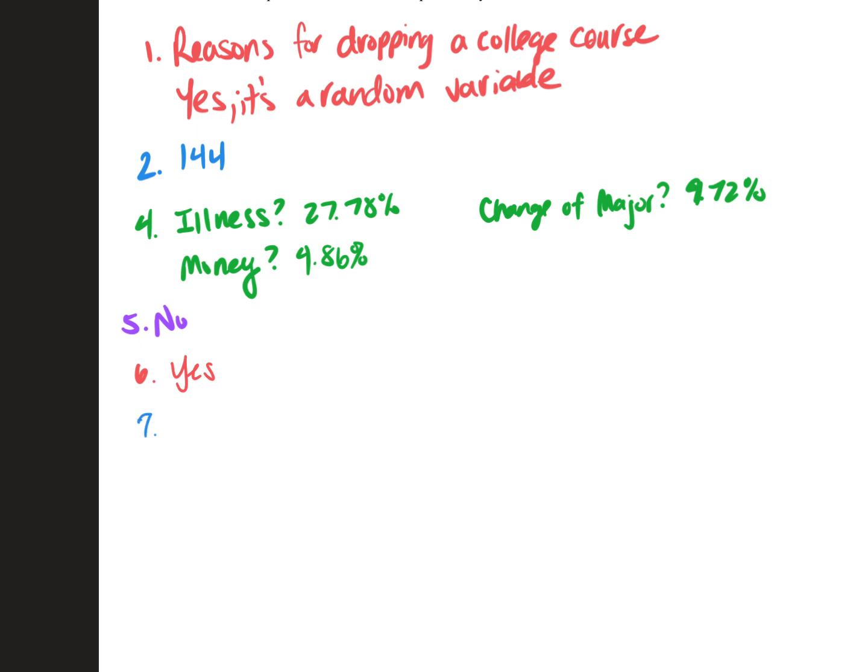Are they independent? What is the definition of independent? P(A and B) equals P(A) times P(B). Well, if A and B is 0, if you take the individual probabilities and multiply them, do you get 0? No, therefore not independent.